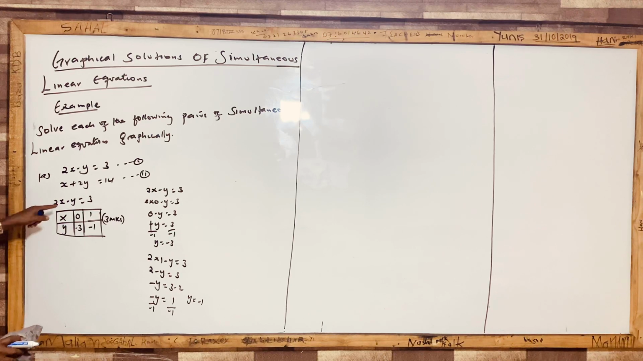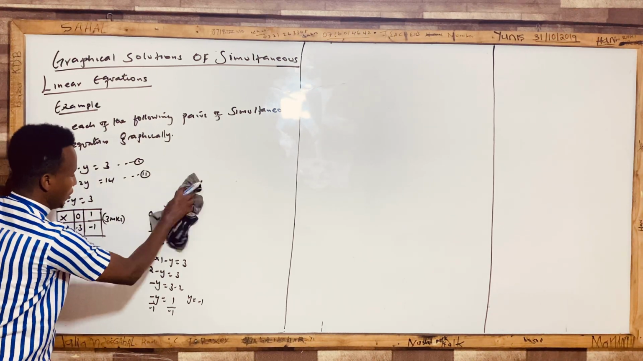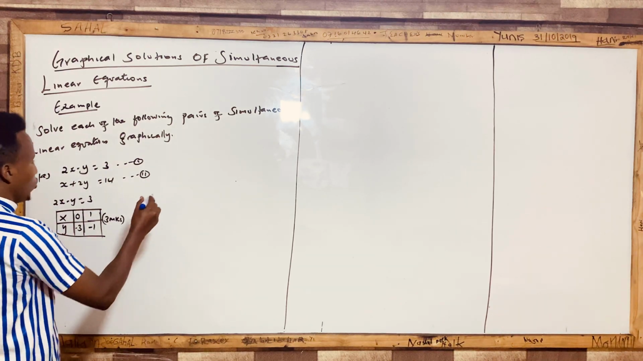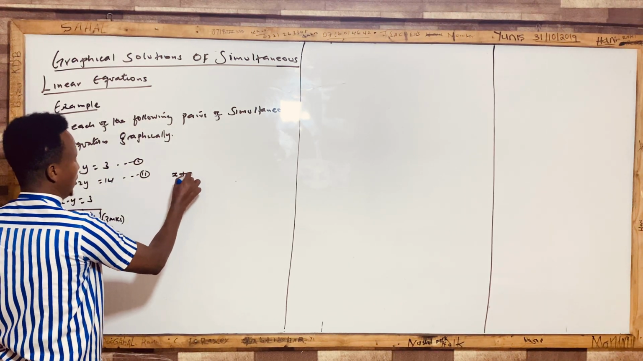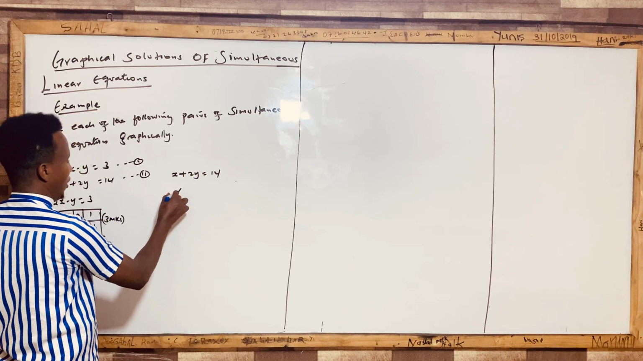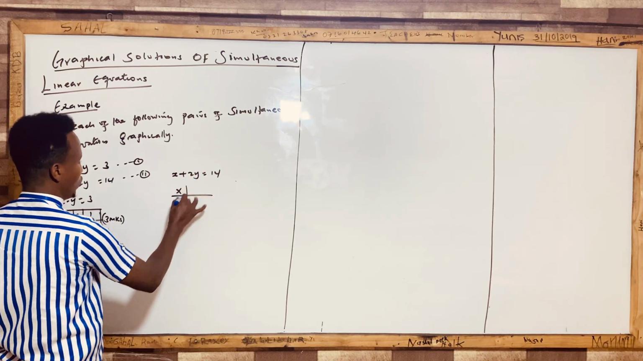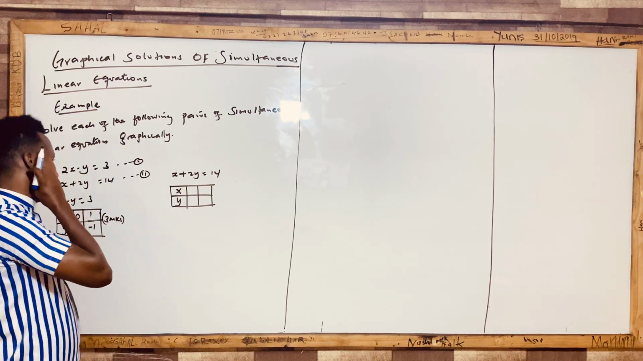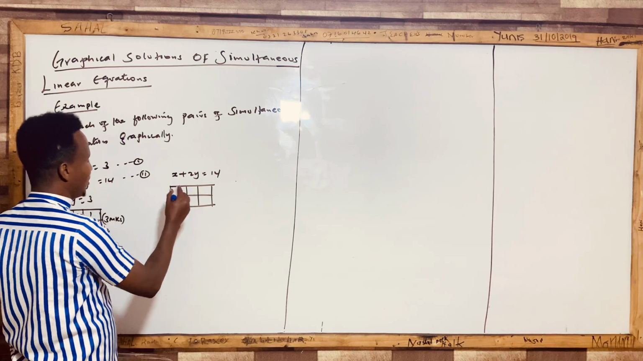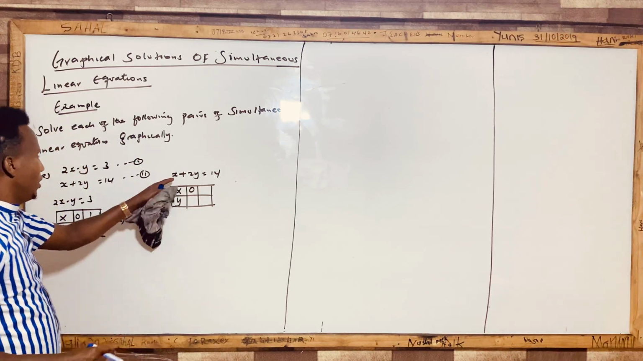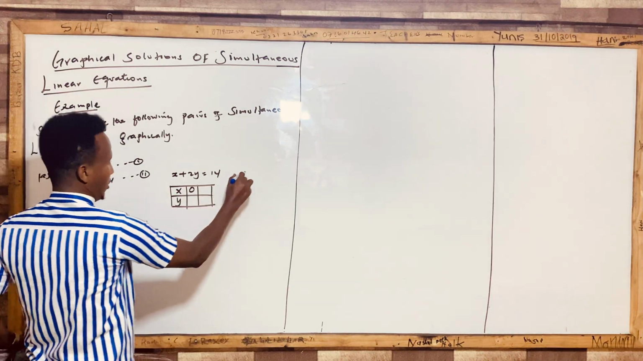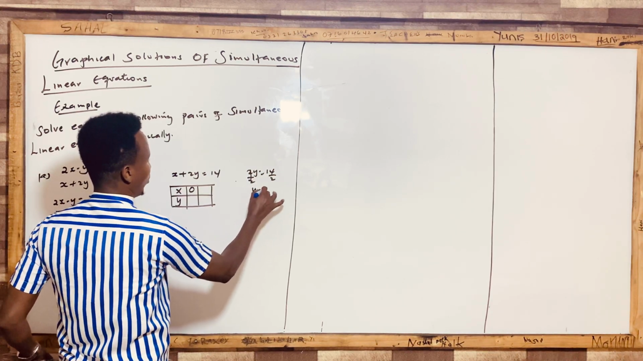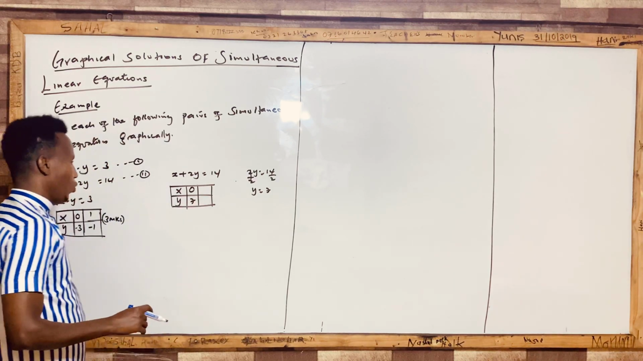Then I will come up with another table for this equation. Taking equation 2, we have x plus 2y is equal to 14. Now let me say x, y, then 2 points. So one time I'll say when x is 0, you will have 2y is equal to 14. Divide both sides by 2, y is equal to 7.